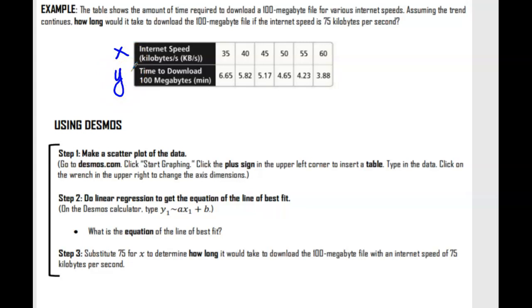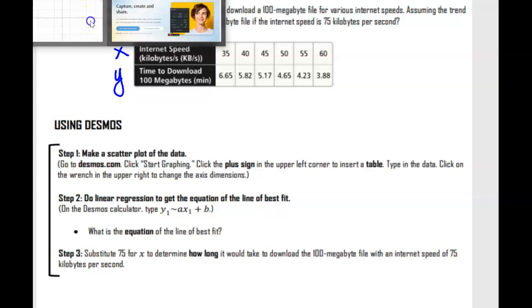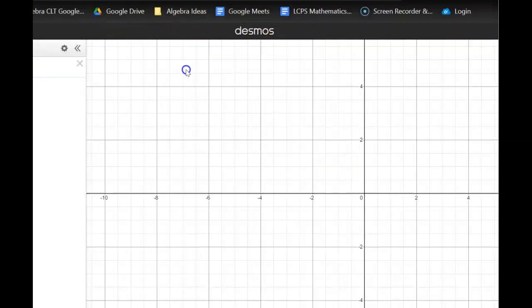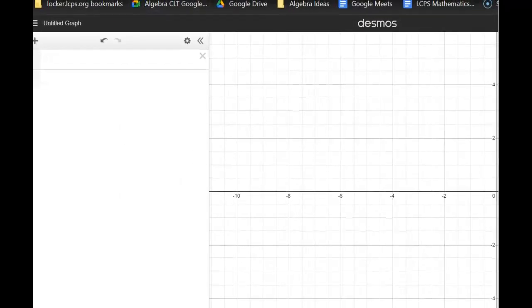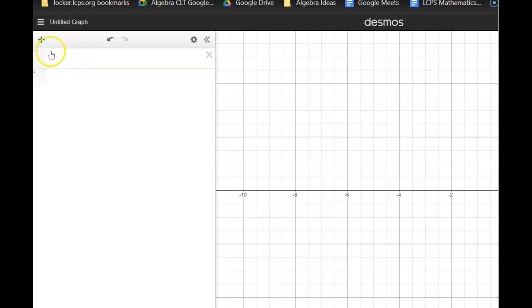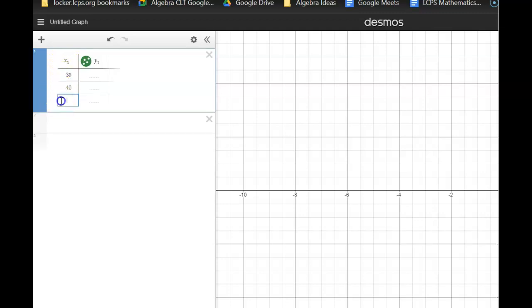So X's and Y's. We are going to use Desmos, and I'll pull up Desmos right here for you. What we're going to do is create a table. To create the table in Desmos, you click on this little plus button here and create a table. Notice the column header is X1, Y1. Our X values are going to be the internet speed. So I'm going to put in 35, 40, 45, 50, 55, and 60. Those were my input values.